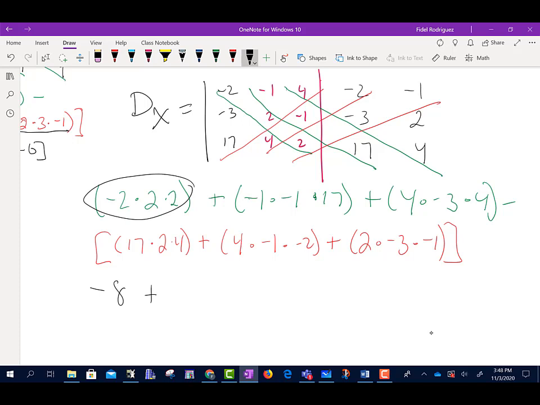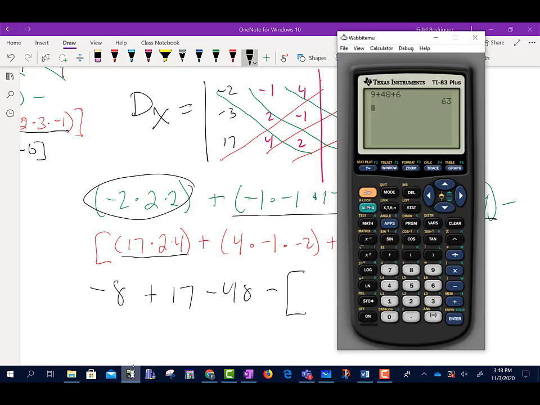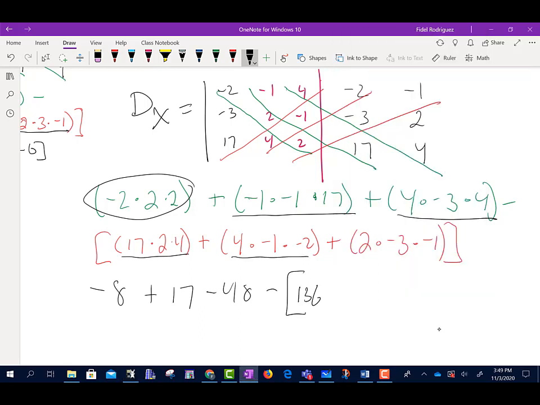-8 plus, that's going to give me 17. 4 times -3 times 4 is going to give me a -48. Okay. Minus, let's see, I'm going to use my calculator for that one. What's 17 times 2 times 4? 136. Okay, 136. 4 times -1 times -2 should be a +8. And this here should be a +6.